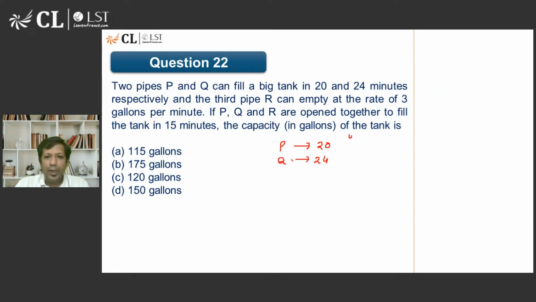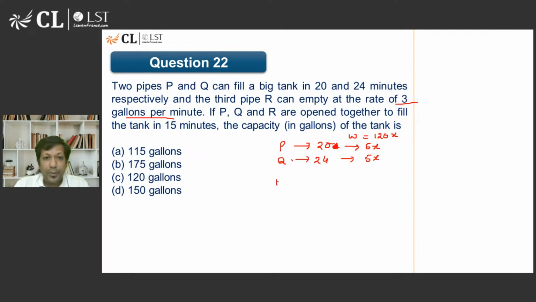So I am taking this is 24 minutes and this is 20. So I am assuming total work as 120x. Generally, I do not assume x, but in this question, this value is given as 3 gallons per minute. So that's the reason instead of assuming the value of 120, I am assuming it is 120x. So efficiency of P is 6x. Efficiency of Q is how much? 5x.